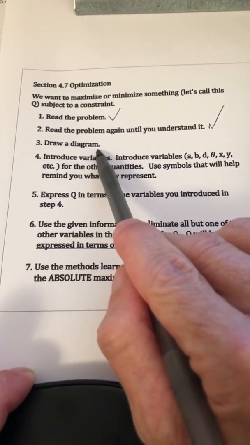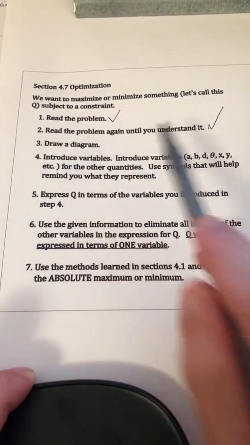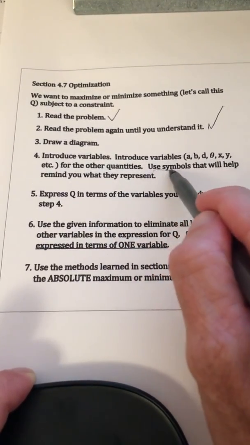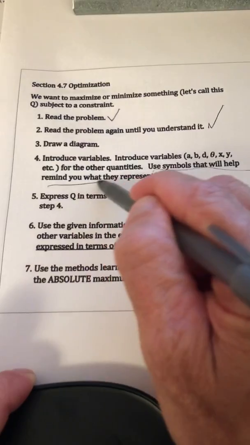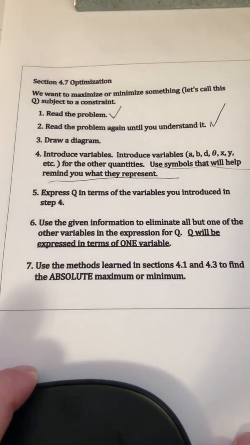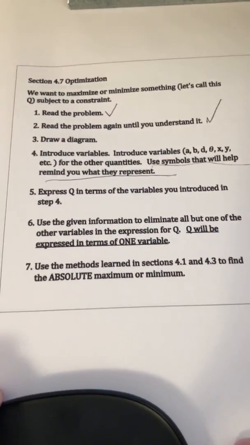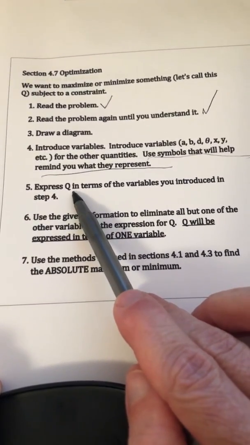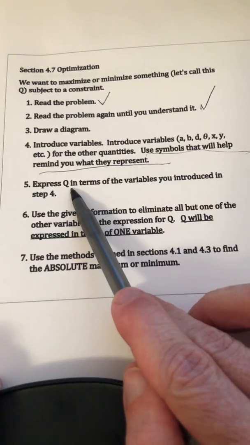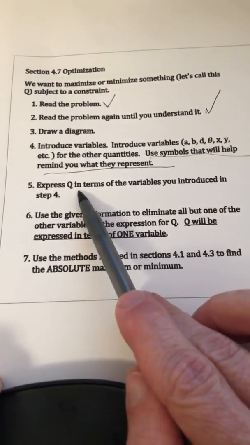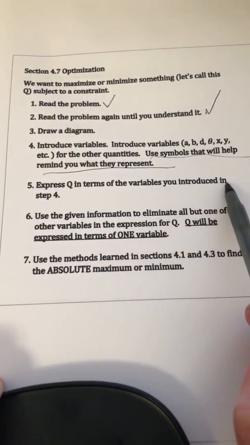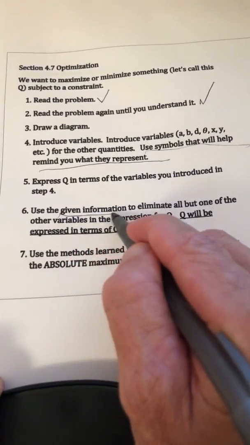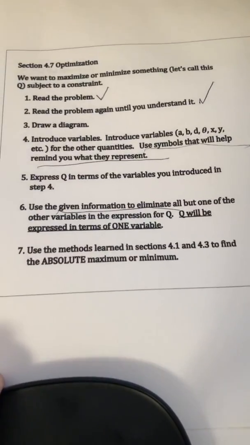Draw a diagram. For many of these problems, a diagram is going to be very helpful. Introduce variables and use symbols that will help remind you of what they represent. Don't always necessarily use X. Express Q, which is what you're trying to maximize or minimize, in terms of the variables you just introduced. When you use the given information, that's implying that it's going to involve the constraint.